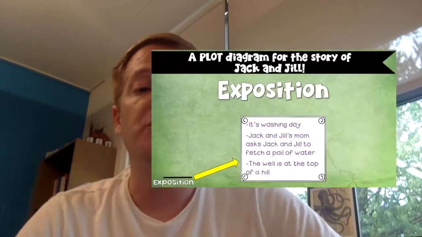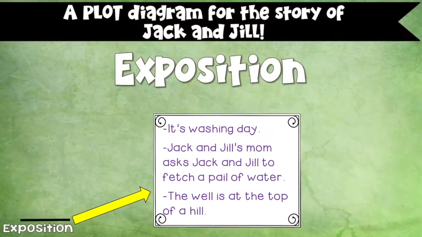So the exposition. Now remember, the exposition is when they introduce the characters and the setting. It's washing day, so we know that's when something's happening. Jack and Jill's mom asks Jack and Jill to fetch a pail of water. The well is at the top of a steep hill. So we get the setting there, and we get the characters with Jack and Jill and their mother.